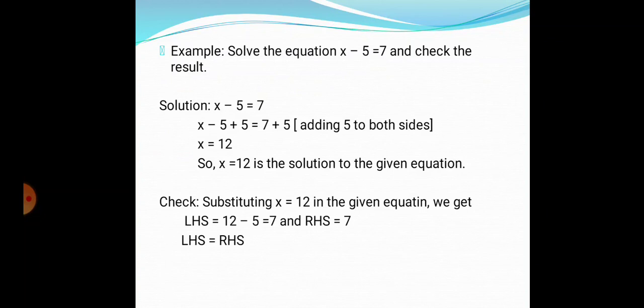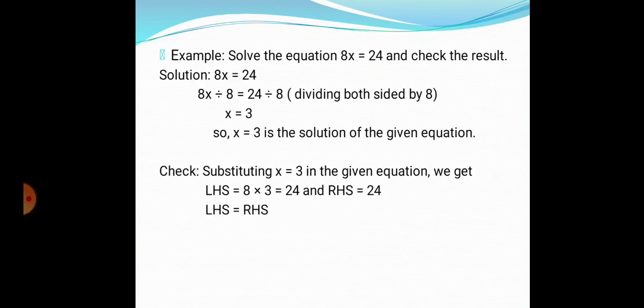Now to check the result, substitute the value of x in the equation x minus 5. So 12 minus 5 equal to 7. So LHS is equal to 7 and RHS is equal to 7. So hence the solution is correct. Let us see one more example.